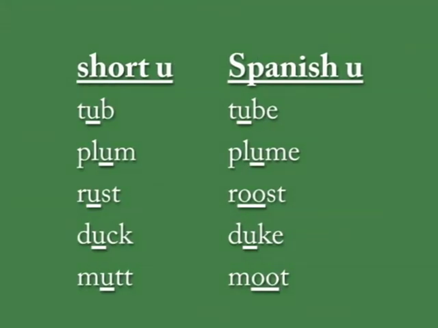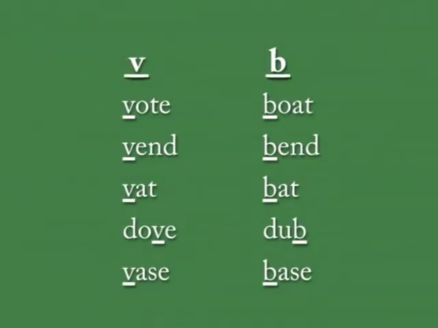Short U, Spanish U, oo. Tub, tube. Plum, plume. Rust, roost. Duck, duke. Mutt, moot. V, b. Vote, boat. Vend, bend. Vat, bat. Dove, dub. Vase, base.